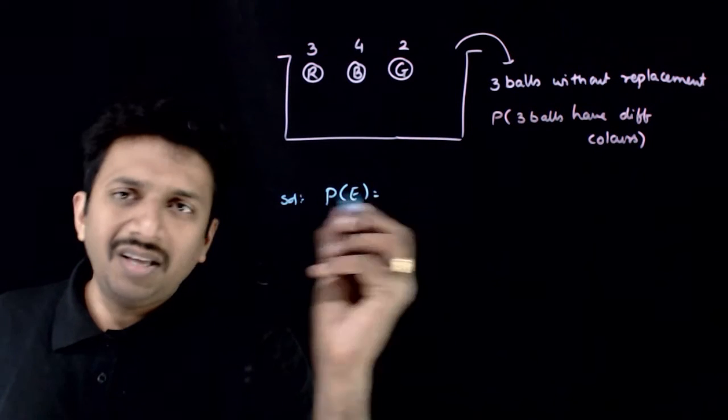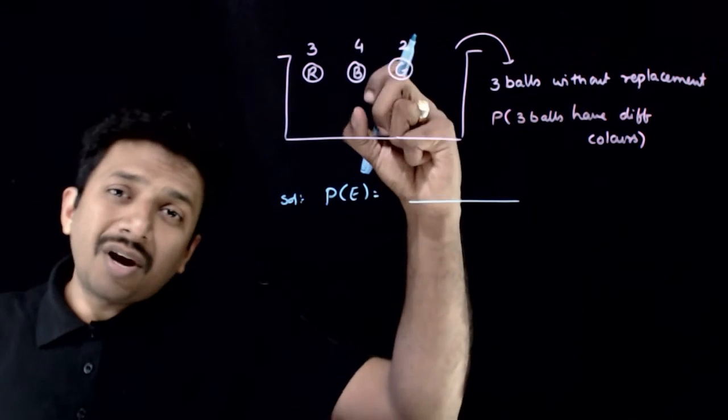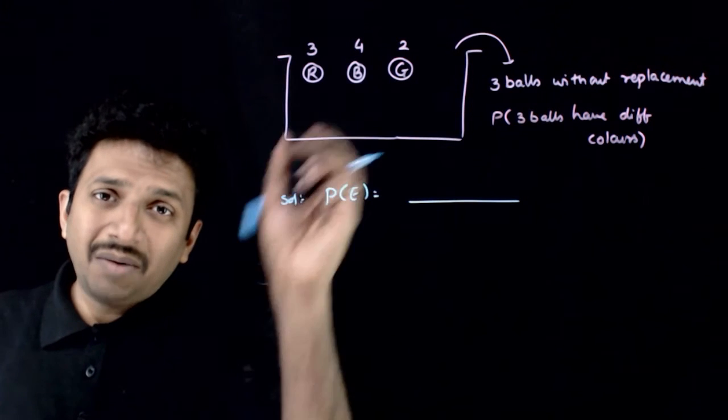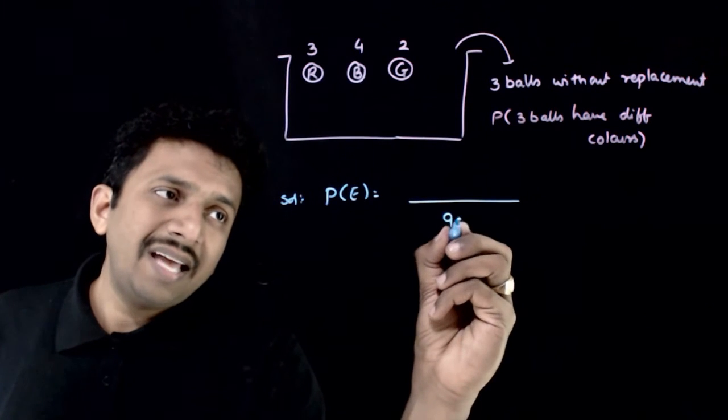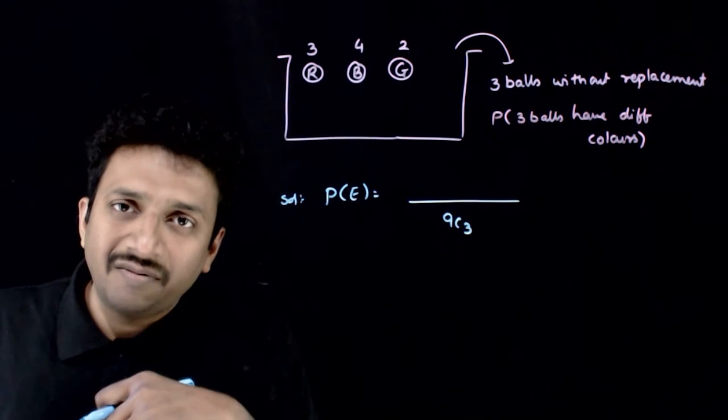The probability of this event is. So first I'll find the denominator. So you're effectively drawing 3 balls out of 9 balls. How many ways can it be done? 9C3 ways, right? Without replacement. So I can select 3 balls in 9C3 ways.